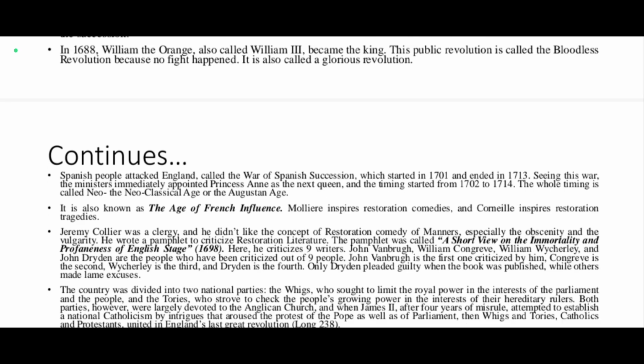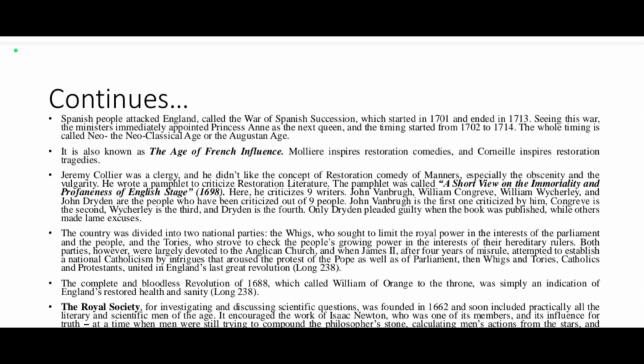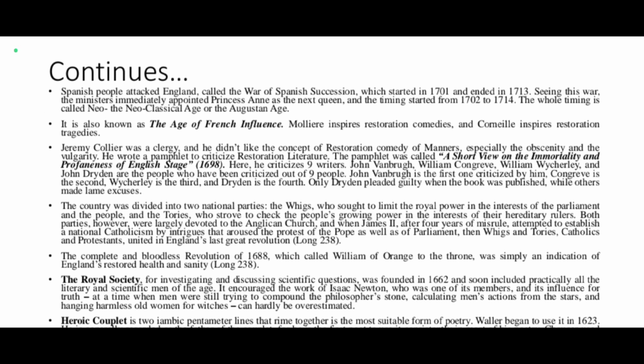Jeremy Collier was a clergyman, and he didn't like the concept of Restoration comedy of manners, especially the obscenity and the vulgarity. He wrote a pamphlet to criticize Restoration literature. The pamphlet was called A Short View of the Immorality and Profaneness of the English Stage, published in 1698. Here he criticizes 4 writers, that is John Vanbrugh, William Congreve, William Wycherley, and John Dryden. John Vanbrugh is the first one criticized by him, Congreve is the second, Wycherley is the third, and Dryden is the fourth. Only Dryden pleaded guilty when the book was published, while others made lame excuses.